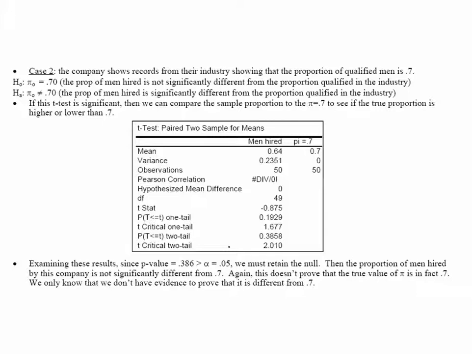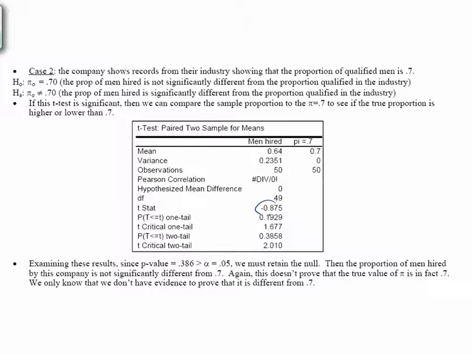Now let's change it one more time. Let's say that the company shows records that their industry is showing that the proportion of qualified men is actually 70%. So in this case, we hired 64%, but the available pool of candidates were about 70% or 7 out of 10. We would again change the null hypothesis to reflect this, and we would rerun the test.